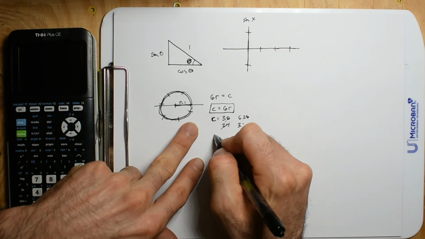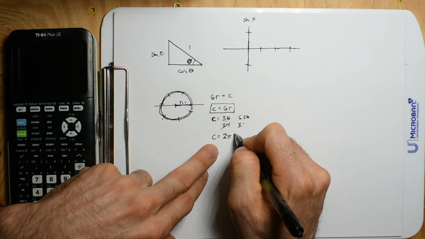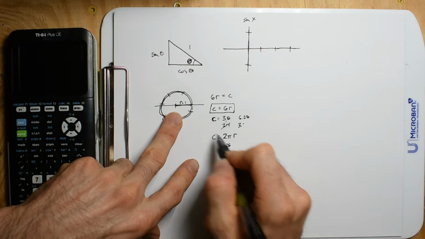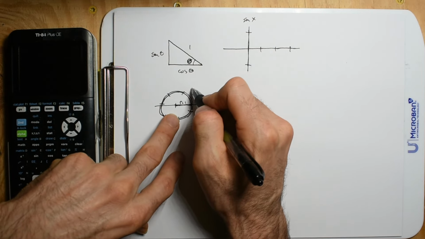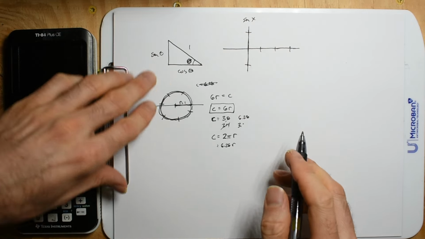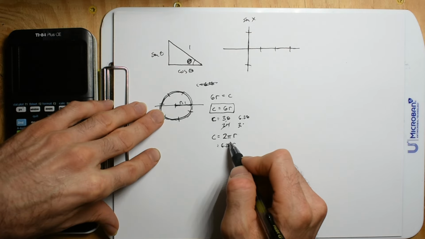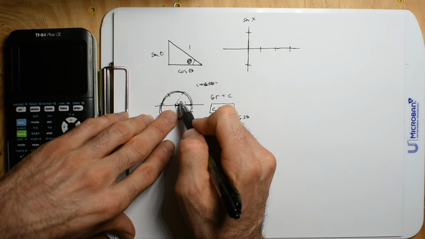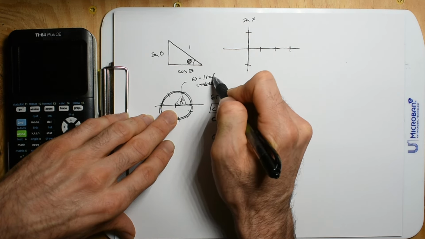So the circumference of a circle is 2 pi times that radius. So we have 6.28 times that radius of 1, and in this case our circumference is 6.28. Now we know that, and if we take the radius and drape it up to there, that angle is what we call 1 radian.